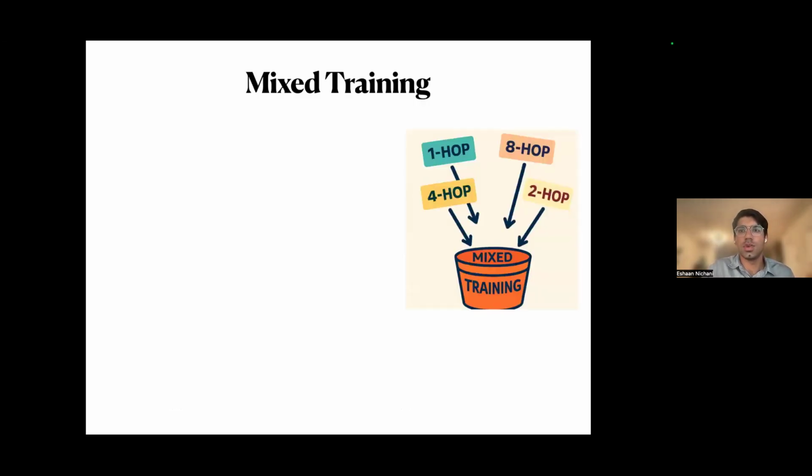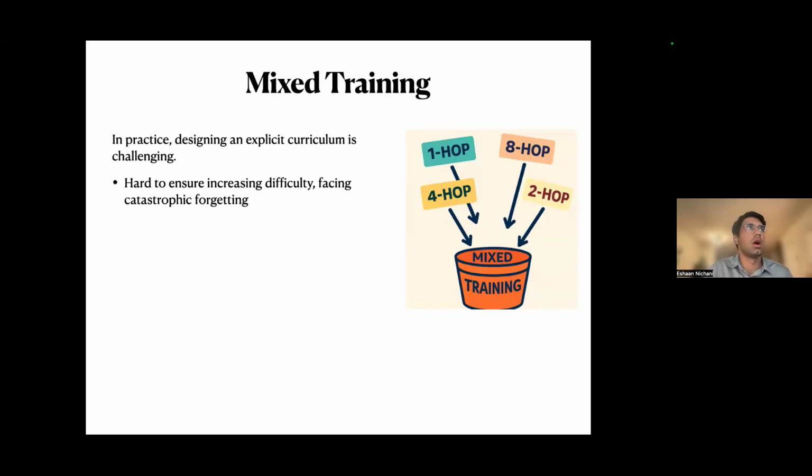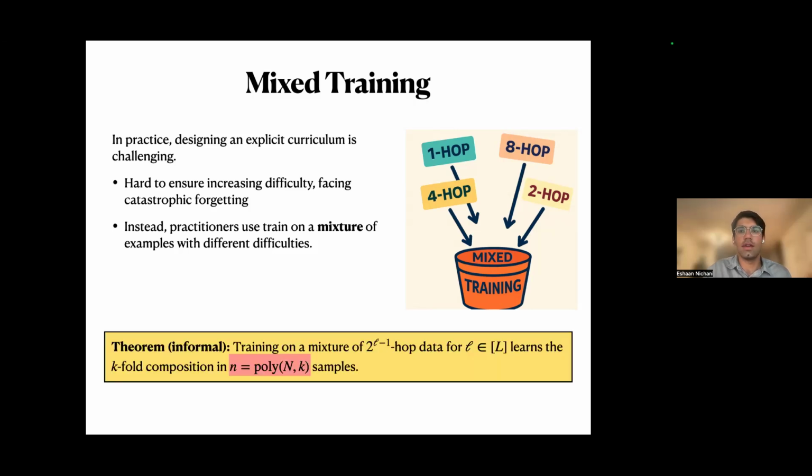So in practice, it can also be challenging to design an explicit curriculum. And language models are often trained on just some large data set containing a mixture of lots of different examples of different difficulties. So instead, we can also extend our previous theorem to this mixed training setting. In particular, if one were to train on a data set which is a mixture of 2 to the L minus 1 hop data, where L ranges between all values between 1 and the depth capital L, here we show that gradient descent can also learn the capable composition in polynomial sample complexity.